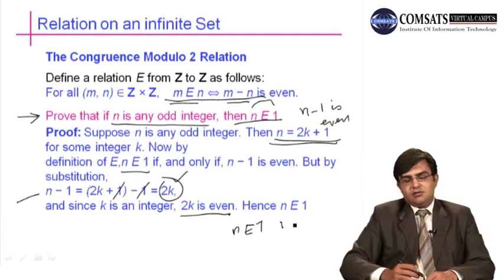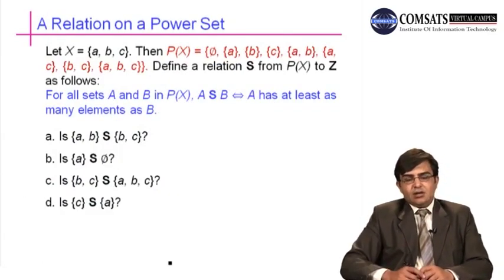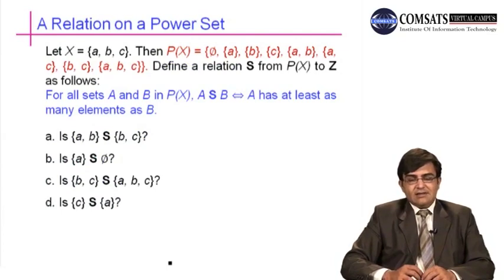This is true, hence the proof has been finished. Next, a relation on a power set. You know what the power set is? The set of all possible subsets of a set is called the power set, which also contains the empty set. We have discussed the power set in the previous lectures on set theory.